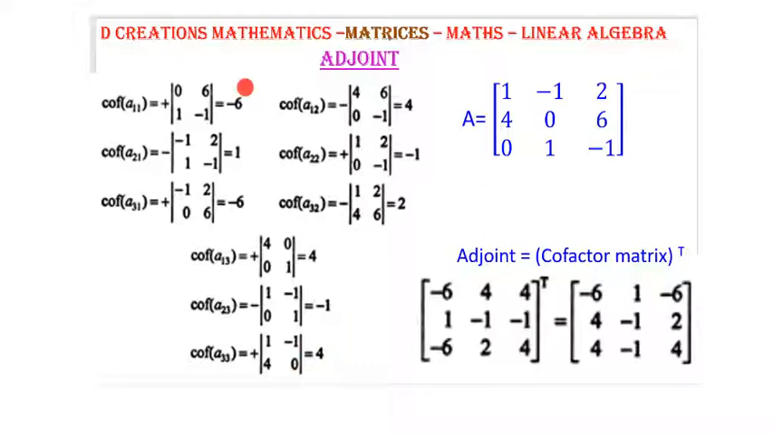Now your task is so simple. Simply create the cofactor matrix by placing the values at the right positions. So the cofactor of A11 is minus 6, so it goes here. 4 comes from here. Another 4 comes from here. 1, minus 1 comes from here. Another minus 1. Minus 6. Then 2 plus 4. Arrange it.